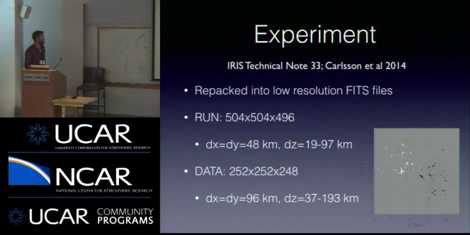The numerical size of the box is 504 by 496, with this resolution, 48 kilometers horizontally. And then the uneven z-axis makes a resolution of somewhere between 19 and 97 kilometers. And the high resolution is, of course, in the upper photosphere, the chromosphere, and the transition region, while the 97 kilometers is usually up in the corona.